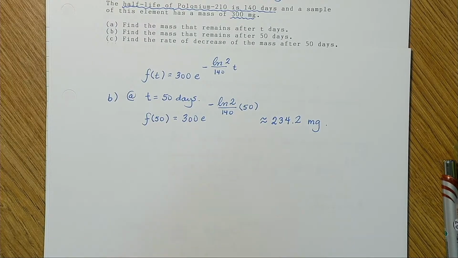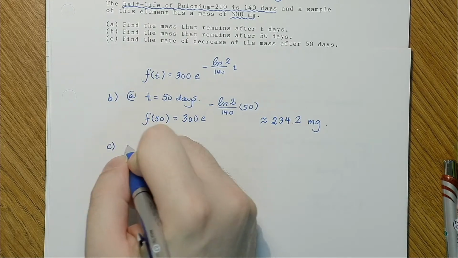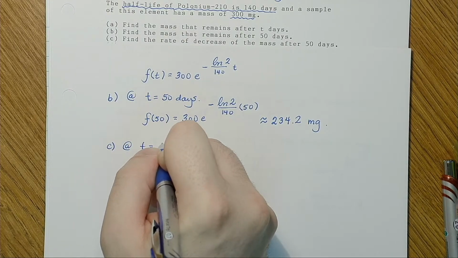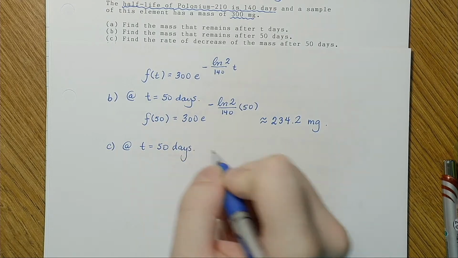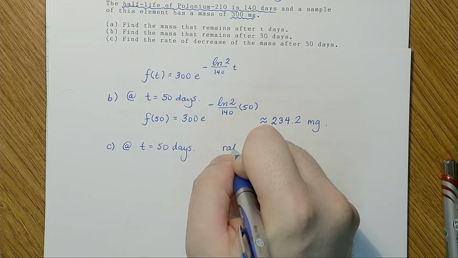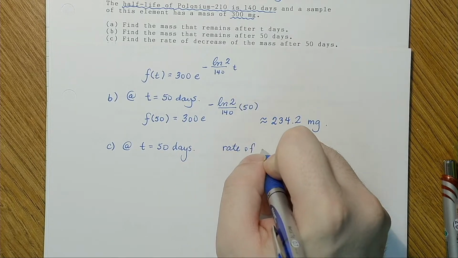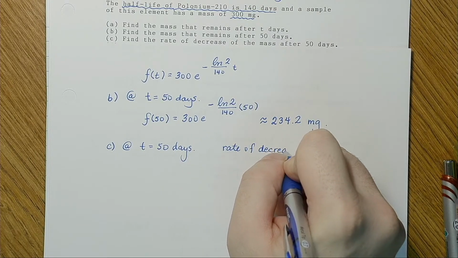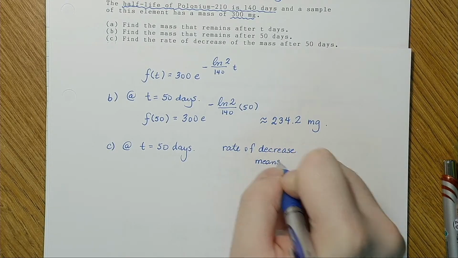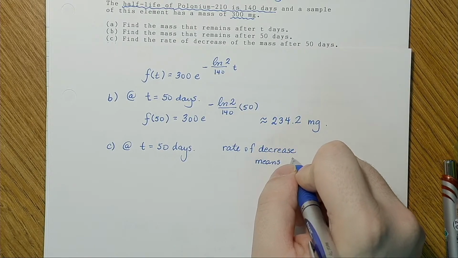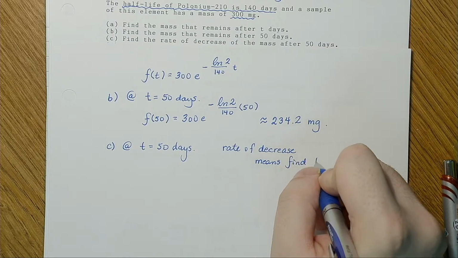Then we're asked to find the rate of decrease of the mass after 50 days. So at t equals 50, rate of decrease means find the derivative.